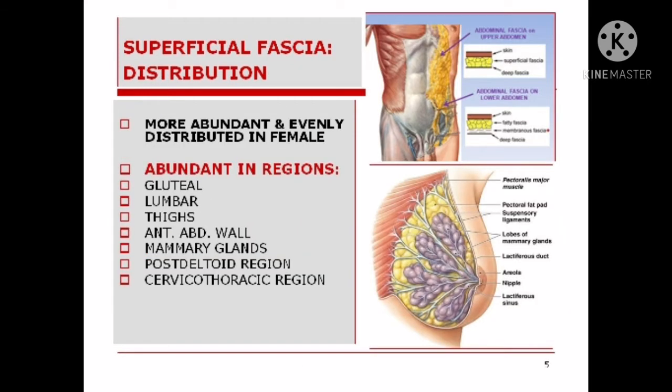The distribution of the superficial fascia. It is more abundant and evenly distributed in the female, and it is abundant in the gluteal region, the lumbar region, the thighs, the anterior abdominal wall, the mammary glands, the post-deltoid region, the region behind the deltoid muscle, and the cervicothoracic region, the region in between the neck and the thoracic cage.